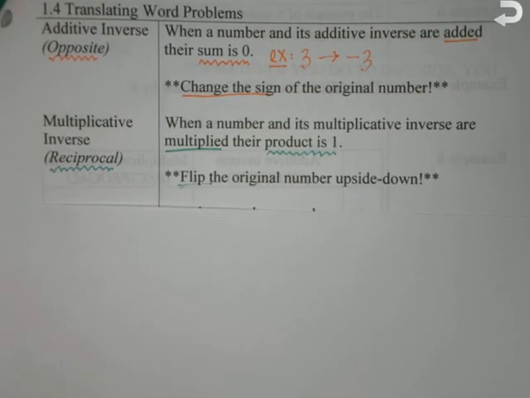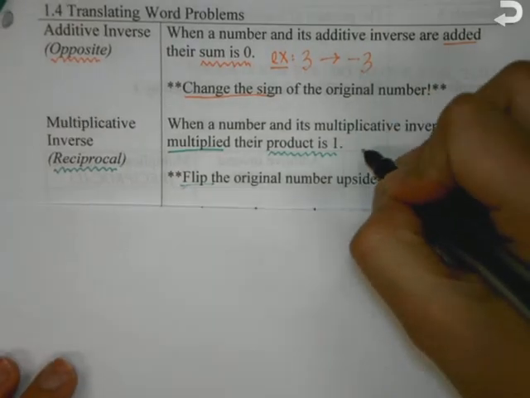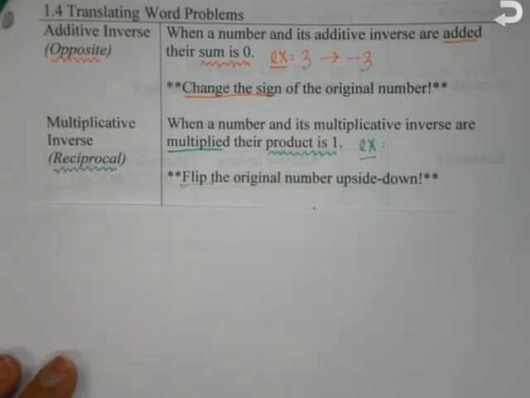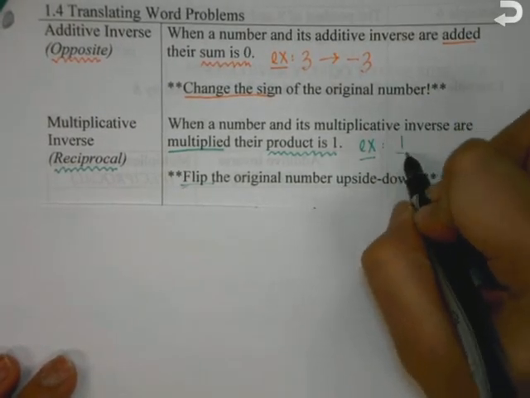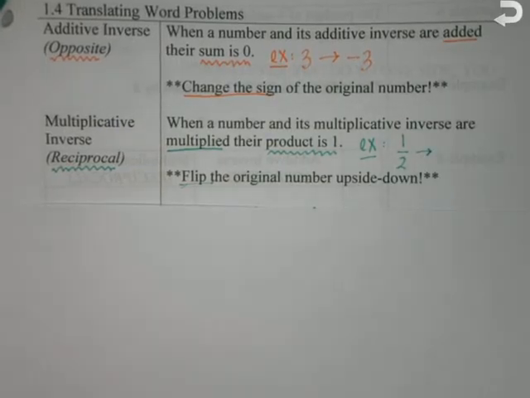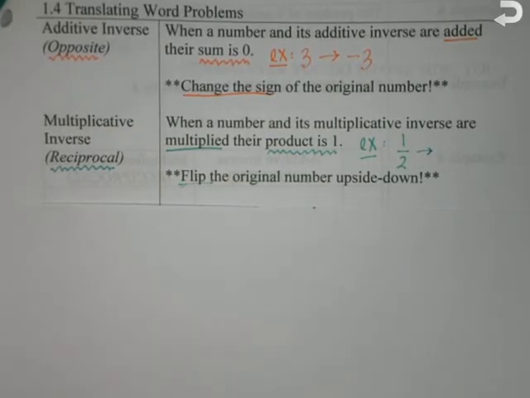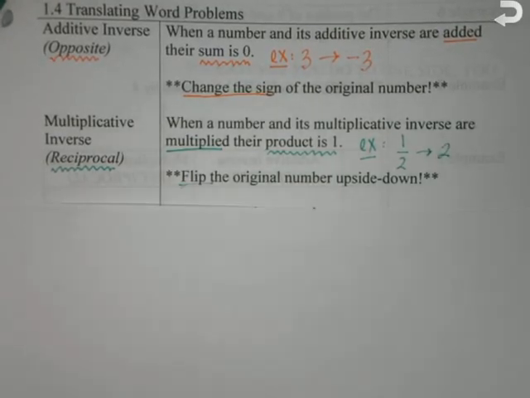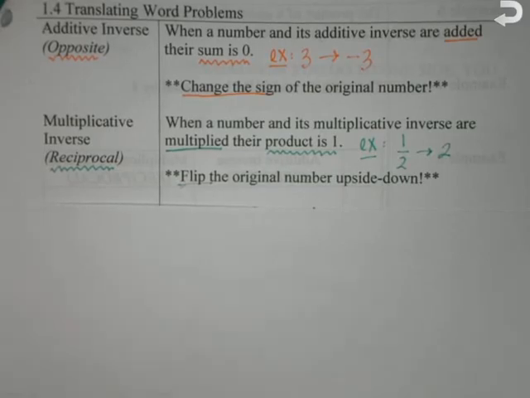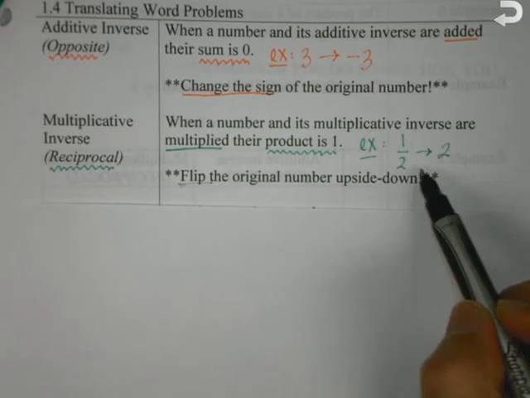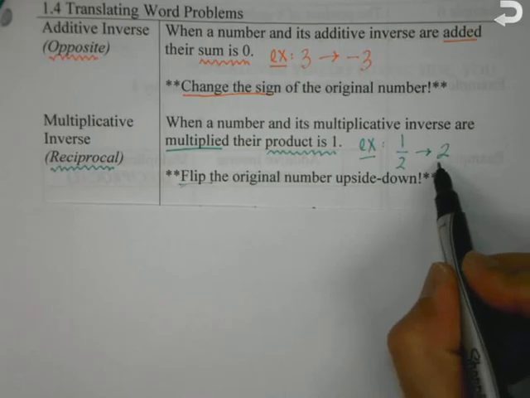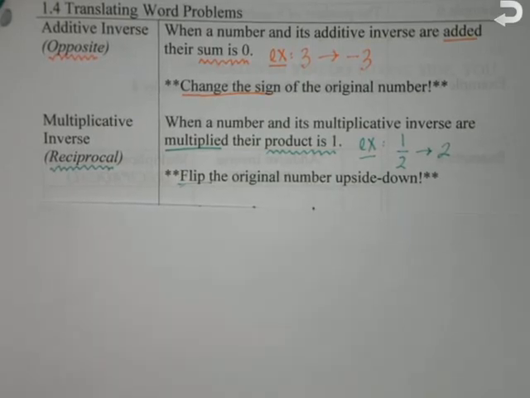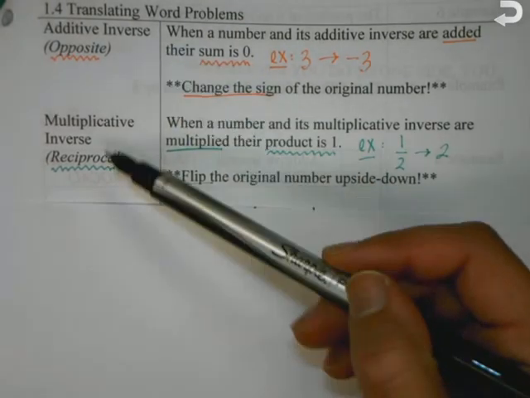Okay, so an example of this, if I give you guys the number 1/2, what would the multiplicative or reciprocal of that be? 2 over 1, which is the same as just writing 2, right? So all we do is we flip the number upside down. So instead of 1/2, it becomes 2 over 1, which is the same as just 2. Okay? So that is additive inverse and multiplicative inverse. Leave that up there.